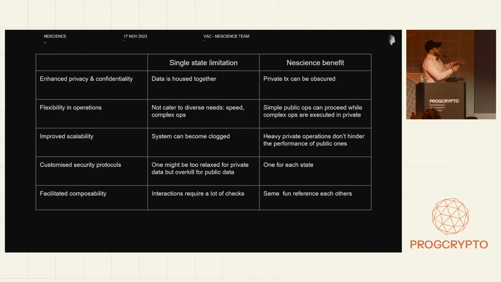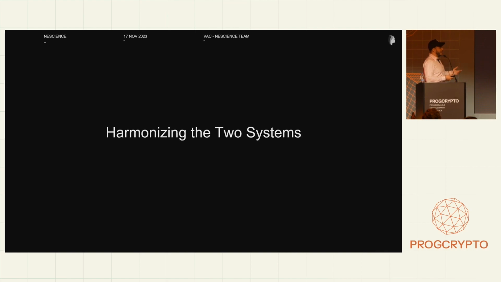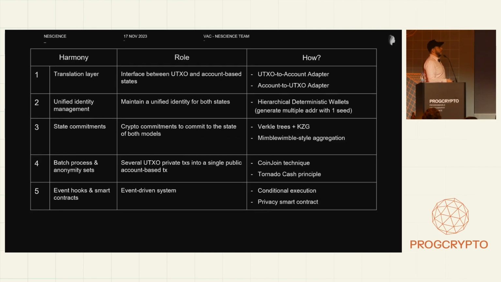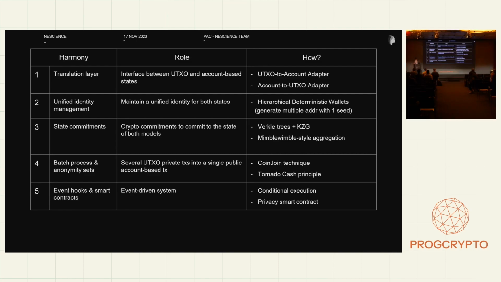Now that we have the benefits, we would say, OK, let's do it. Well, to do that, we need to find a way to harmonize between these two systems. Here is an exploration of 5 things that we can consider in order to harmonize these two systems.